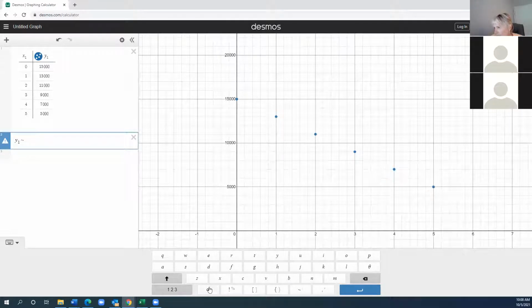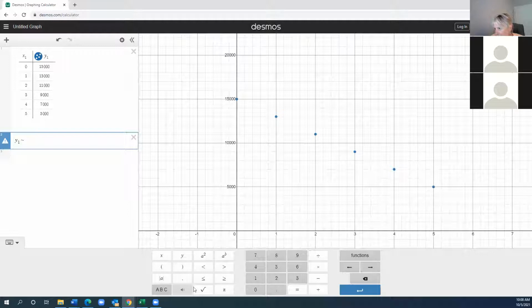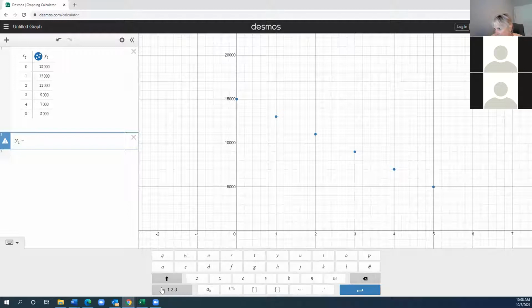Oh, right here it is. If you go to the ABC button on the keyboard, then when it brings up the alphabet, it's down here at the bottom. But if you just use your shift key and the key to the left of your number 1, that will also bring up the tilde. I'm going to hide that.